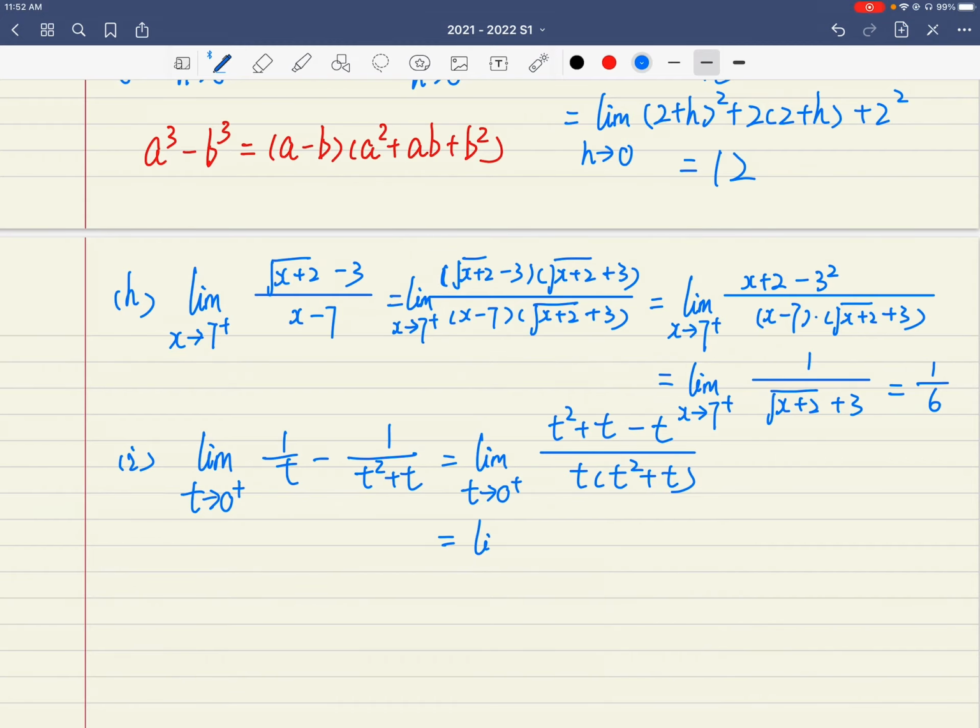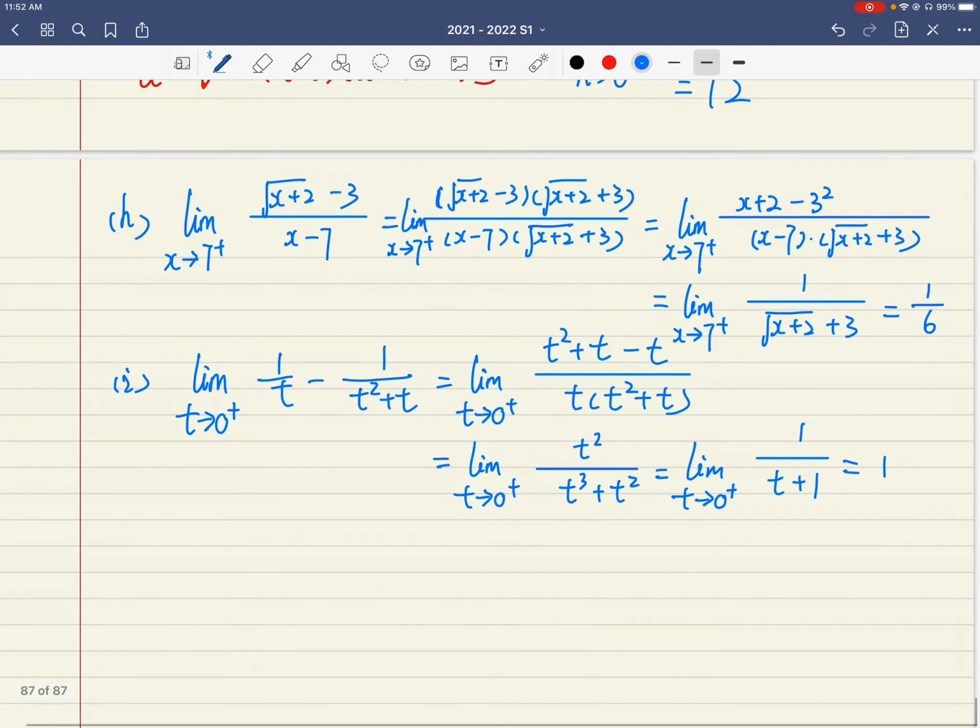Okay, so it's a limit, t approaching 0, and the top is t squared. The bottom is t cubed plus t squared. Right, so t squared can be canceled out. So it's 1 over t plus 1. Right, then you do the substitution, it's just 1. Okay.